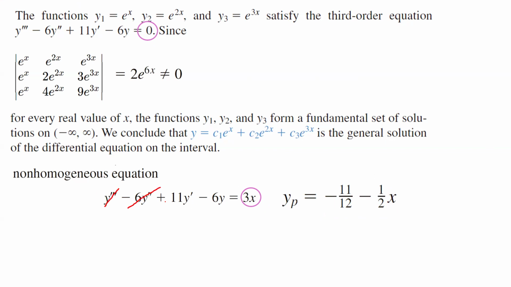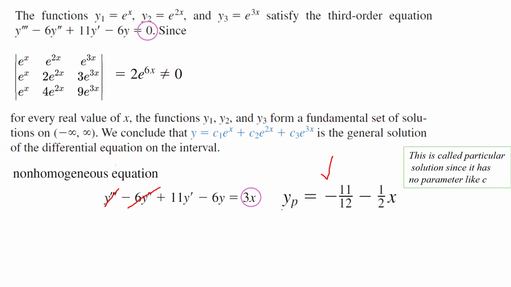But this one is 11 times negative a half, minus 6 times this function. If you simplify it, you get 3x on the other side. So indeed, this is a solution for this differential equation, and we show it with y sub p because it is a particular solution. What's the meaning of that?